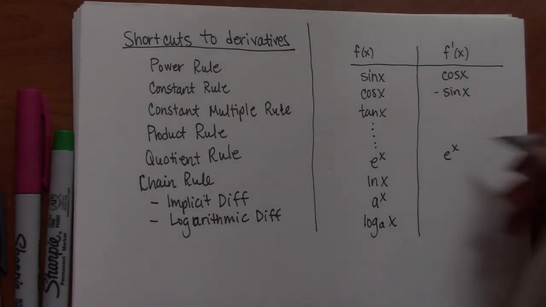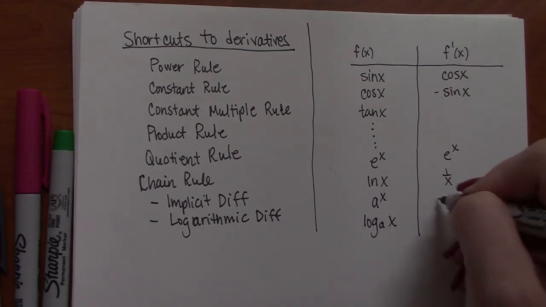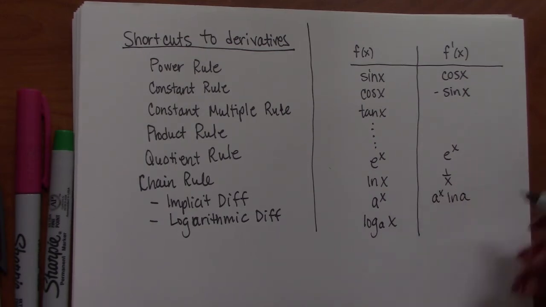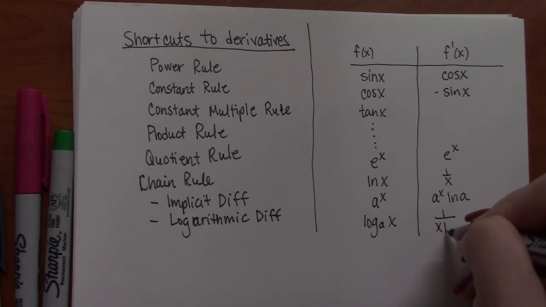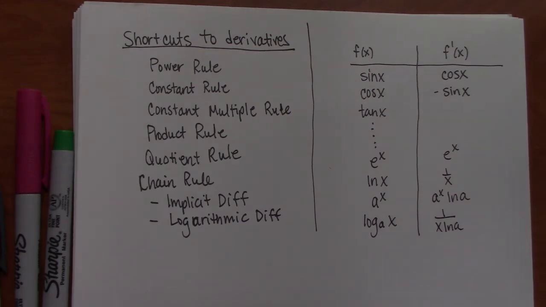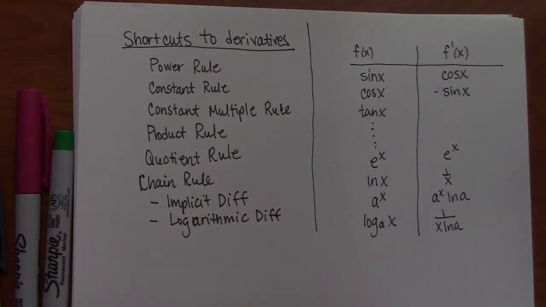For example, e to the x, right? This is 1 over x, a to the x, ln of a, right? 1 over x ln of a. And tomorrow we'll do the inverse trig functions. We're going to do more functions. So you should just keep adding to this list, and it's a good thing to have as we move forward, so you know what you need to memorize.